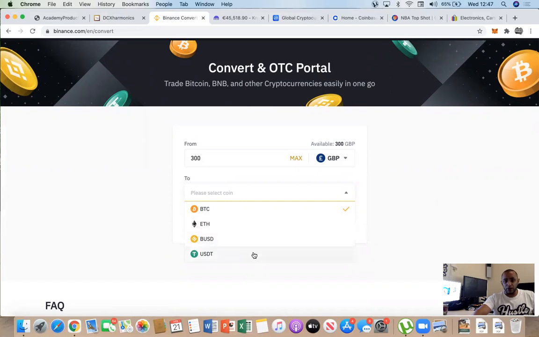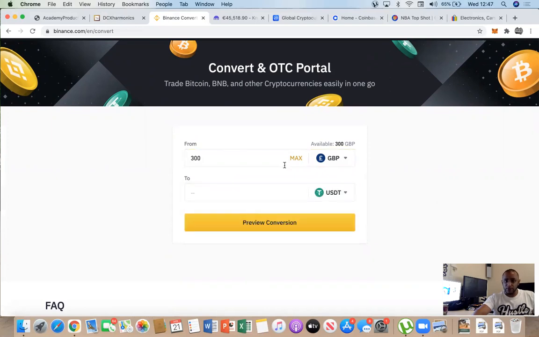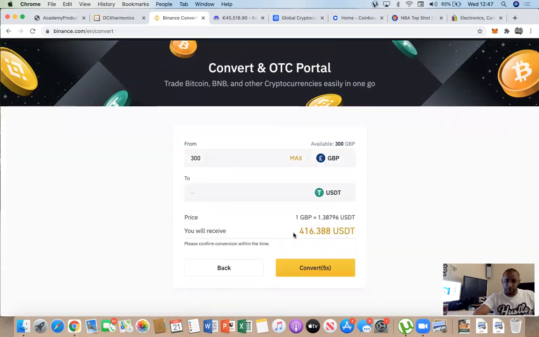So right now I'm going to go ahead and convert my £300 to USDT. So we're going to click on preview conversion. I'm going to get $416. Now, this conversion obviously expires in 3 seconds. Reason being is because USDT is a moving target. It's Tether, so it's slightly moving up and down. Hence the reason it will expire.